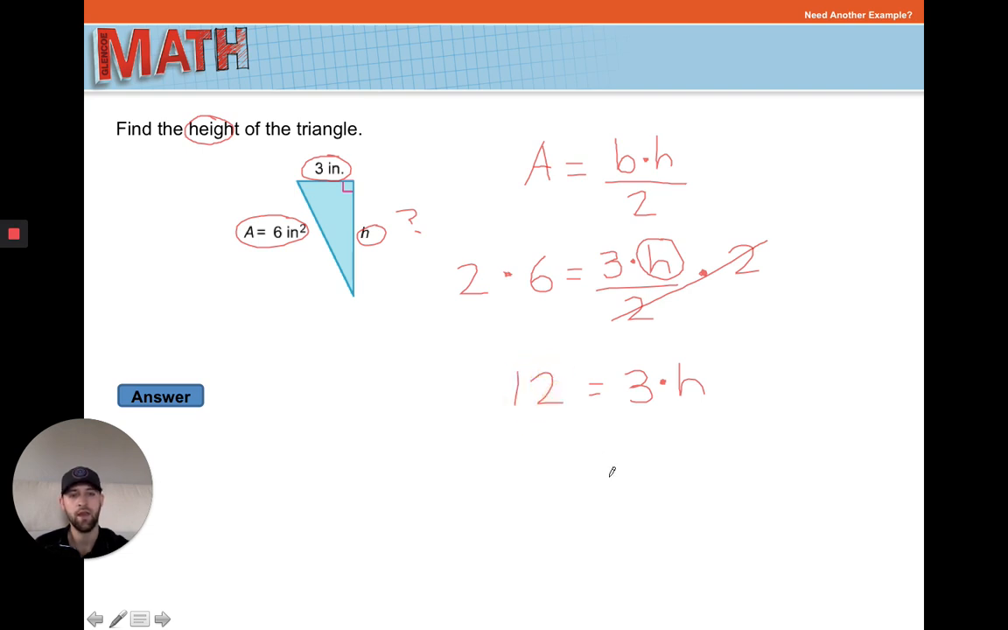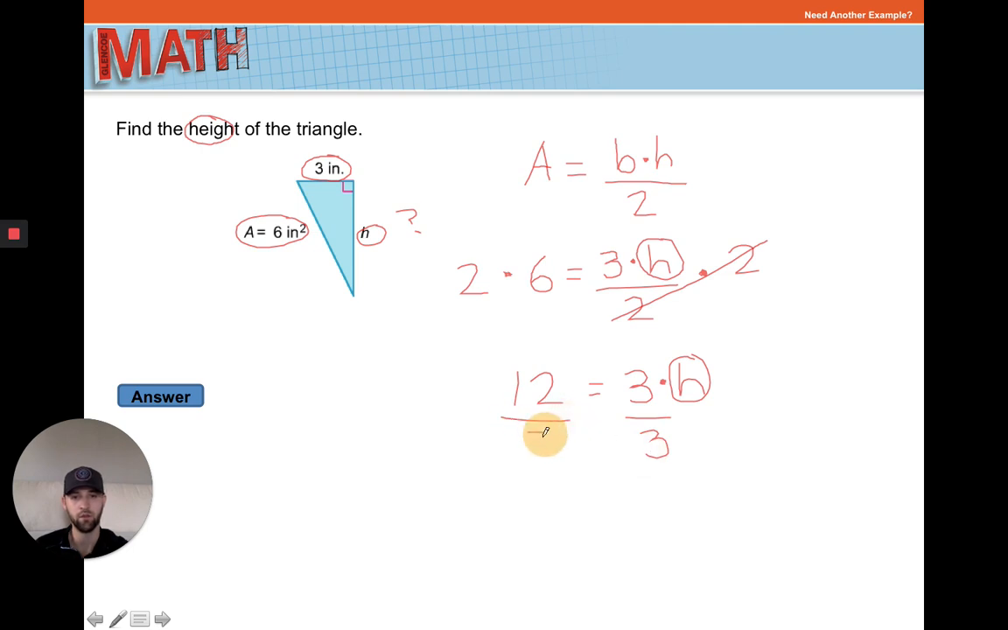And now I have a one-step equation that I can solve pretty easily, because it's the same exact thing as a parallelogram, just like we did in the first video. Still, got to get this h all by itself. Notice I have a multiplication sign. I have a 3 still on this side. What's the opposite of multiplying by 3? Well, it's dividing by 3.